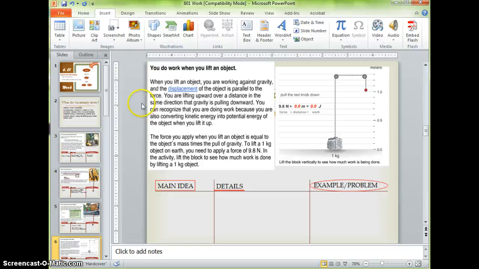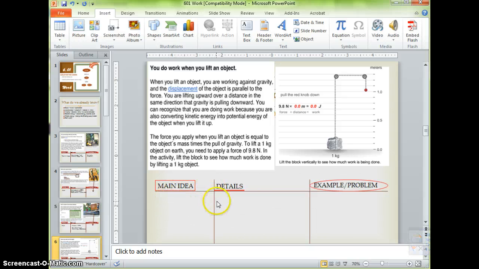So you do work when you lift an object. I'm going to let you do the main ideas, the details, and the problems here. So the work done when you're lifting an object. So maybe your main idea here is the amount of work.